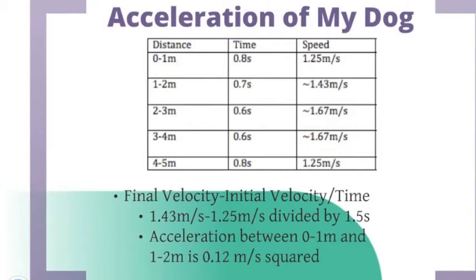If you use this formula for the other distances, my dog had a positive acceleration between 1 to 2 meters and 2 to 3 meters, and the acceleration between 2 to 3 meters and 3 to 4 meters was 0, which means that he had constant acceleration. Lastly, in the final frame between 3 to 4 meters and 4 to 5 meters, his acceleration was negative, which meant that he decelerated.